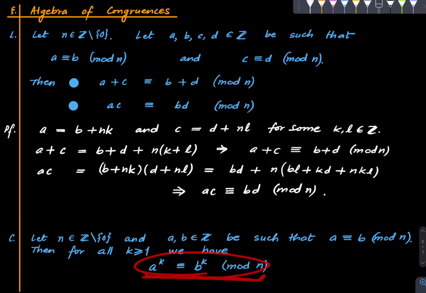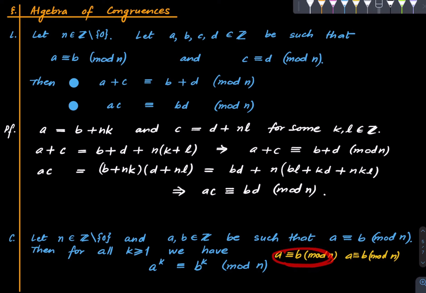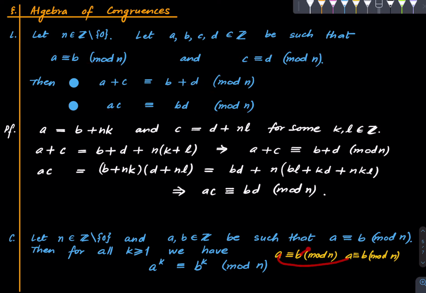So how do you prove this? Let's do it for k equals 2. What you have is a congruent to b modulo n, and you also have a congruent to b modulo n. Surprise. Now we have these two things, and therefore if we take the product, we have a times a congruent to b times b. So a squared is congruent to b squared modulo n, and you can just keep bumping this up. I leave all the details.